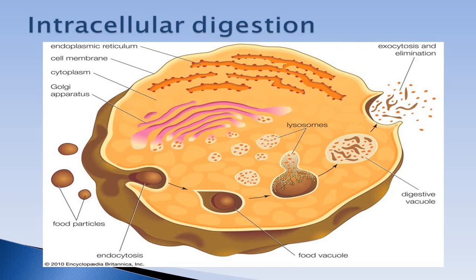This is another figure of intracellular digestion. As you can see, the phagosome formed by phagocytosis combines with the lysosomes which are produced from the Golgi apparatus. Enzymes of the lysosomes are released in the phagosome. So these enzymes digest up the food particles. Digested food is absorbed in the cytoplasm, and the waste material is then released out by exocytosis.